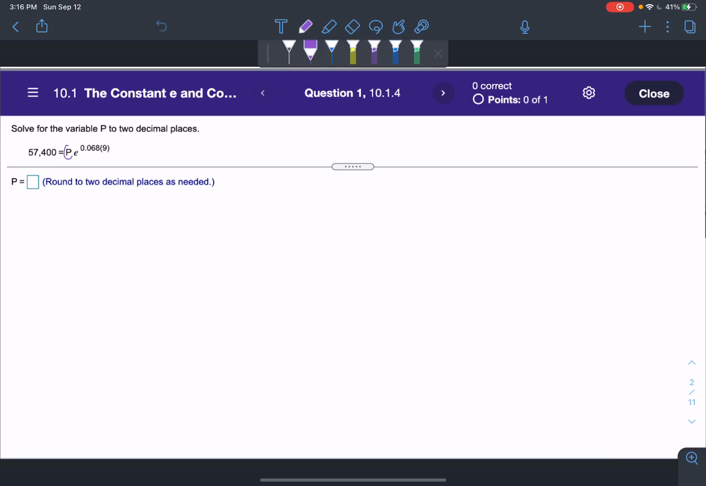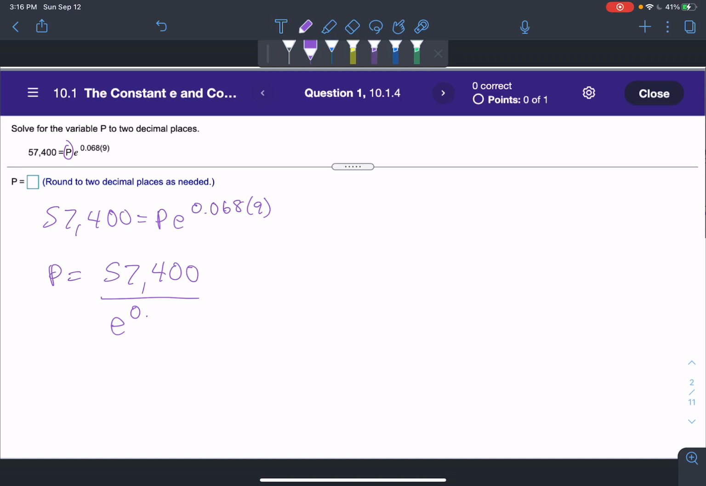So we're looking for this P, and to get P alone, I'm just going to divide out anything on the right-hand side that isn't P. I want to isolate it. So if I do that, I get P is equal to 57,400 over e to the 0.068 times 9.